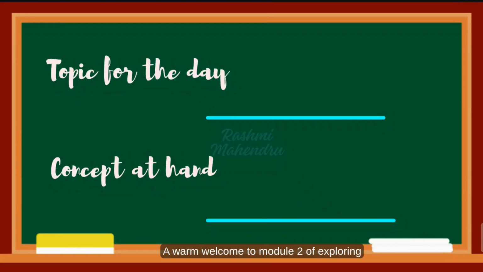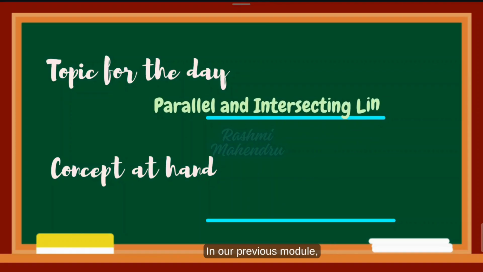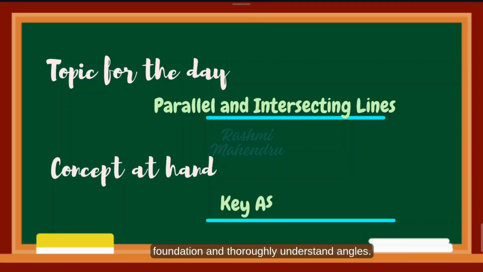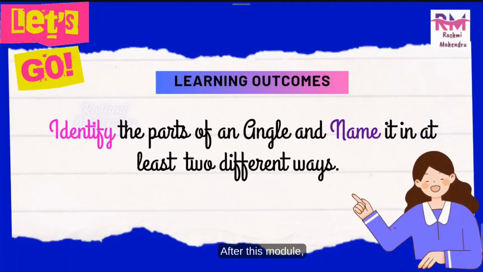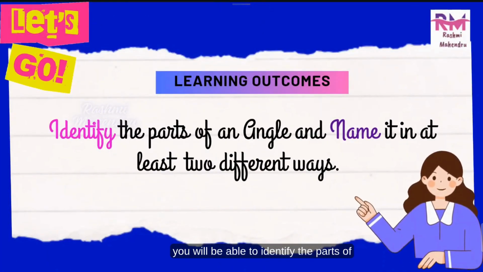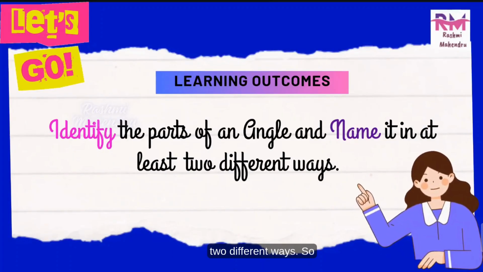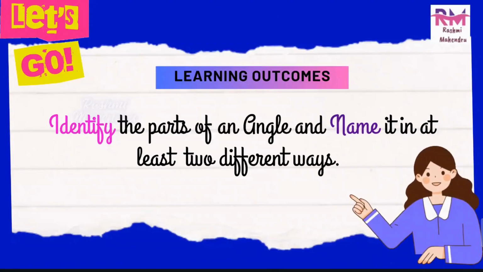A warm welcome to Module 2 of Exploring Parallel and Intersecting Lines. In our previous module, we discussed the point of intersection, and in our upcoming classes, we will be exploring the interesting angles formed around that point. So let us lay a strong foundation and thoroughly understand angles. After this module, you will be able to identify the parts of an angle and also name it in at least two different ways.